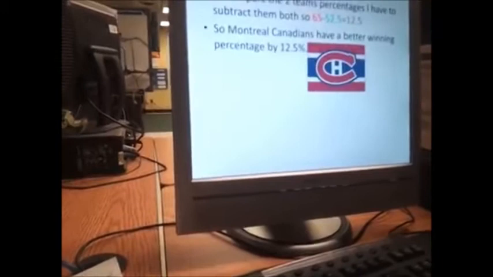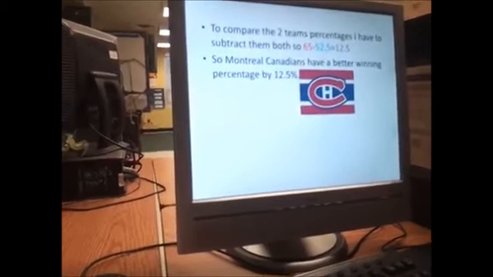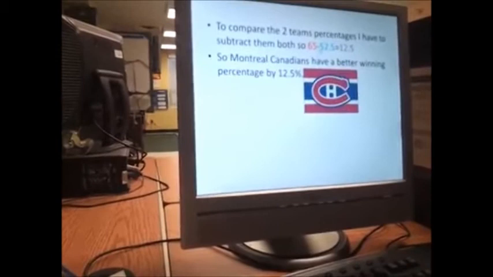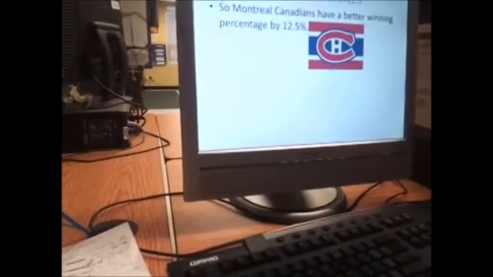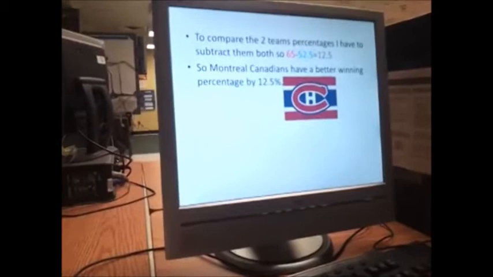So now I have to compare both of the teams. I have to subtract. So to compare the two teams' percentages, I have to subtract them both. So 65 subtract 52.5 equals 12.5 percent. So the Montreal Canadiens have a better winning percentage by 12%. So that probably means they're a better team. So this is math in real life.